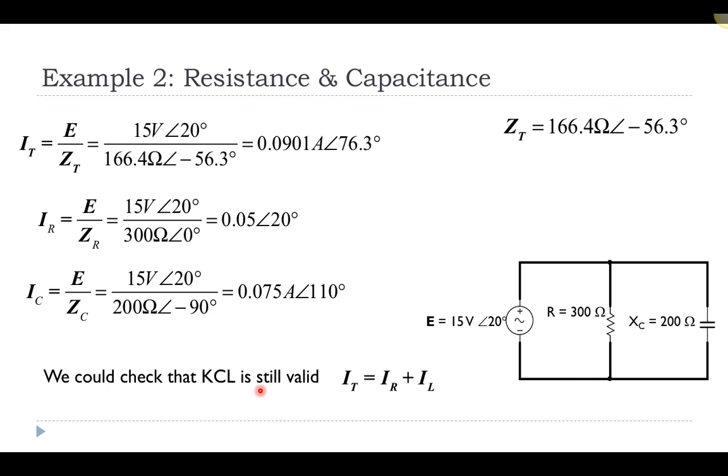Again, we could check Kirchhoff's current law and make sure it's still valid. If we add the two currents, the current through the resistor and the current through the capacitor, they should equal the total current that's coming out of the source. The numbers in front don't add up because, you know, there is this phase angle between them. But if I add them as complex numbers, then the two currents through the resistor and the capacitor should equal the current that comes out of the source.